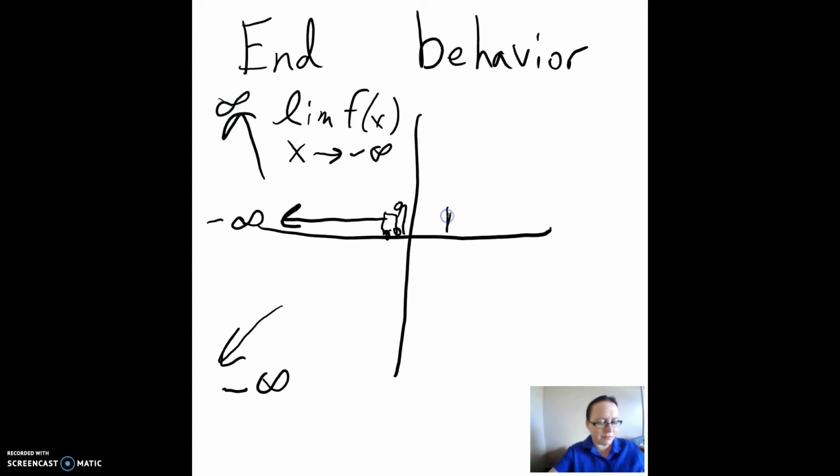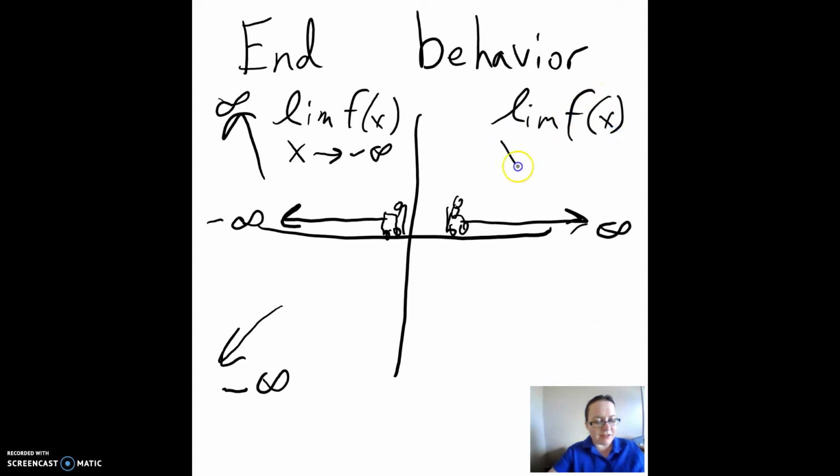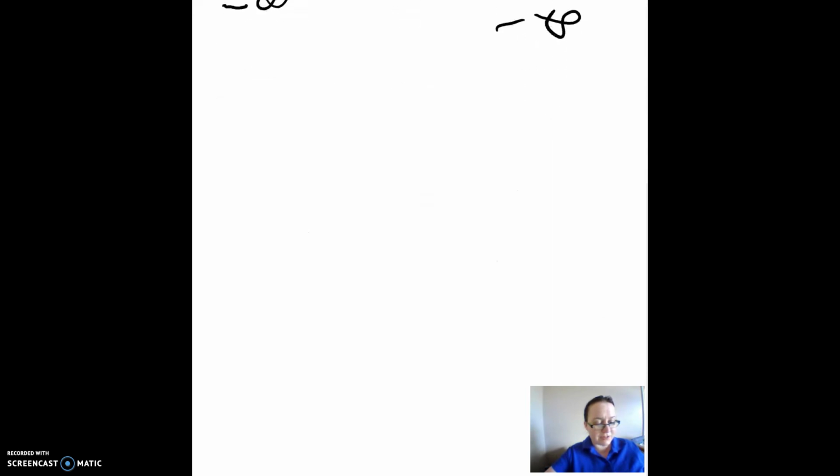And then here's little Professor X reading our minds as he rolls along. If he heads off this direction towards positive infinity, then that is the limit of our f of x as Professor X heads towards positive infinity. And it's the same thing: if the graph is heading down, then it's negative infinity, and if the graph is heading up, it's positive infinity. Okay? So, alright, now let's clean off our screen here.